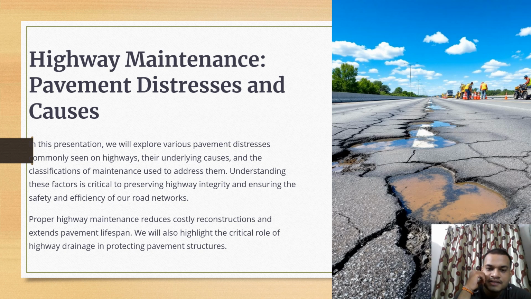Proper highway maintenance reduces the cost of reconstruction and extends the pavement lifespan. We will also highlight the critical role of highway drainage in protecting the pavement structures. So the main causes of the distresses are cracks, potholes, rutting, raveling, which will be discussed further in the slides.